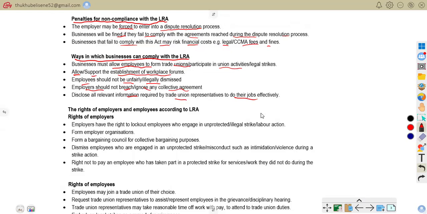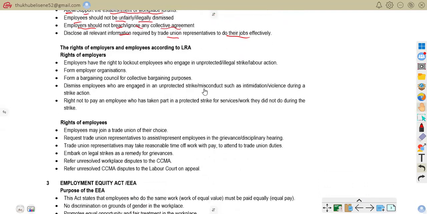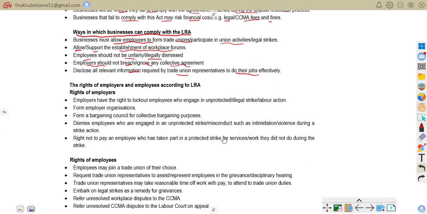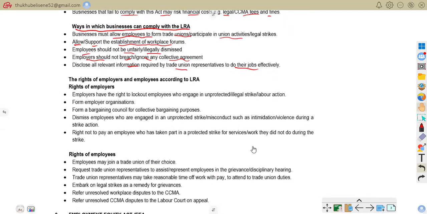So that is that. So now we come to the rights of employers and employees according to the Labor Relations Act. We're going to start with the rights of employers. Let's start with the rights of employers.